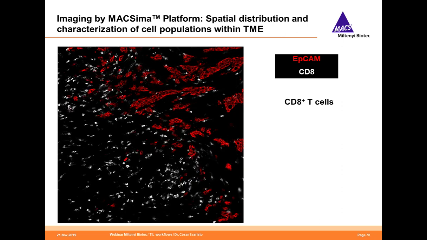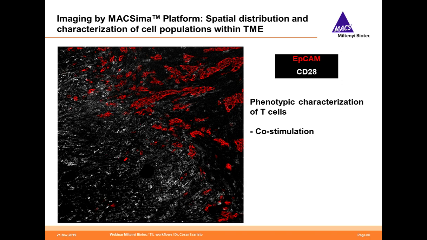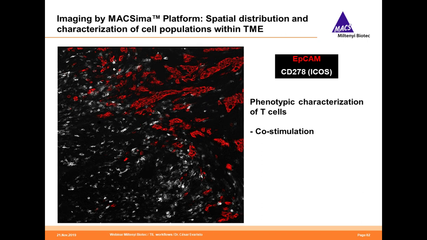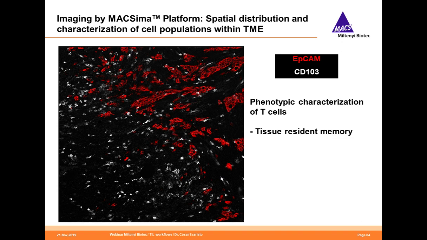But also we can find our CD8 T cells, and we can further characterize phenotypically the T cells. In this case, with the expression of the co-stimulatory molecule CD27, or CD28, or 4-1BB, ICOS, but also markers that correlate with tissue-resident memory T cells, like CD69 and CD103.